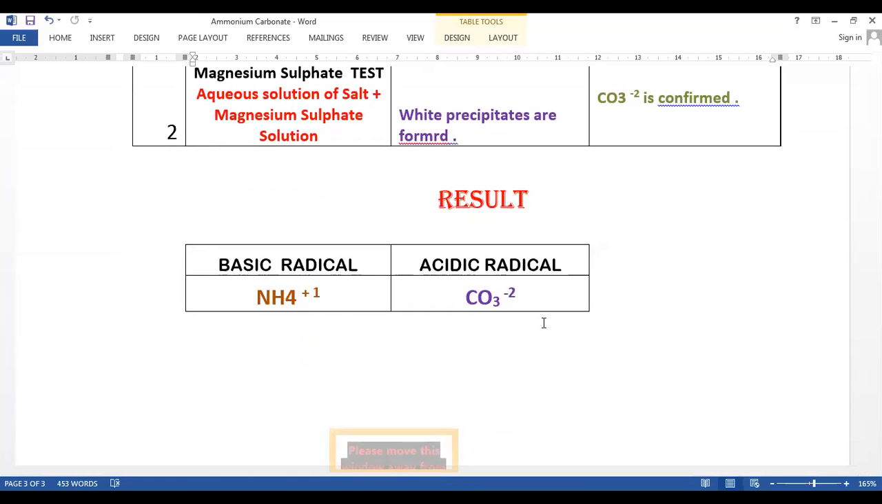So my dear students, this is how we perform the salt analysis. Now, if you have any doubt, if you could not understand anything, you can ask me, my dear students.